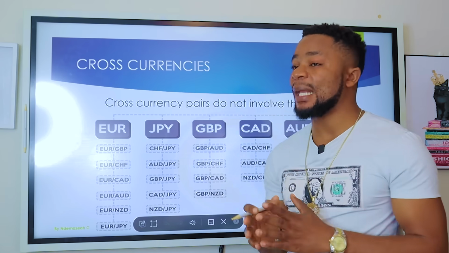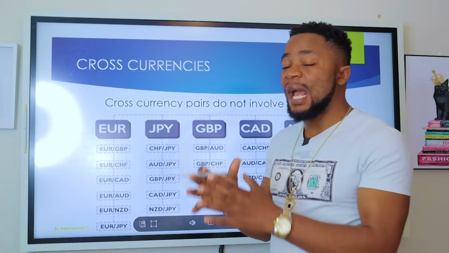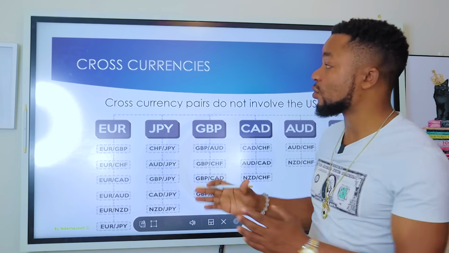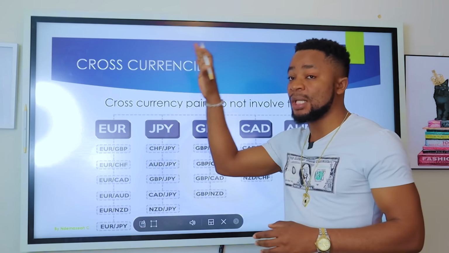All right, I hope that makes sense. So the cross currency pairs are very liquid, but they don't have the United States dollar as one of the currencies in a currency pair. That's why we call them currency crosses, or cross currency pairs.